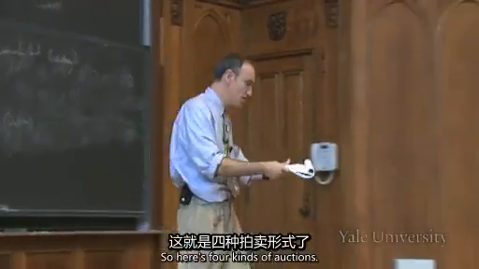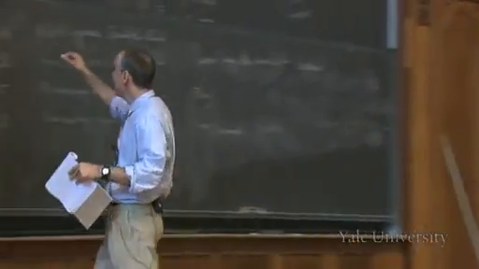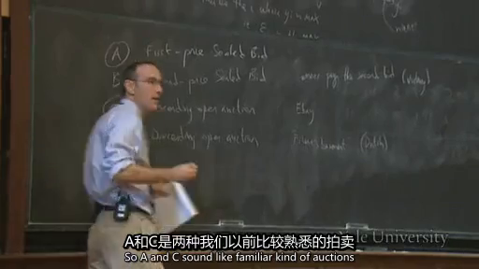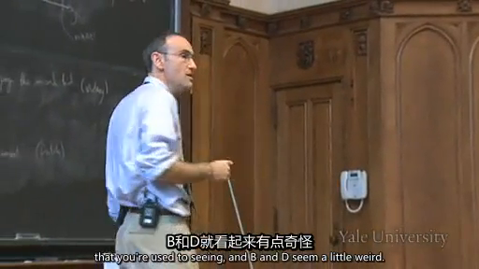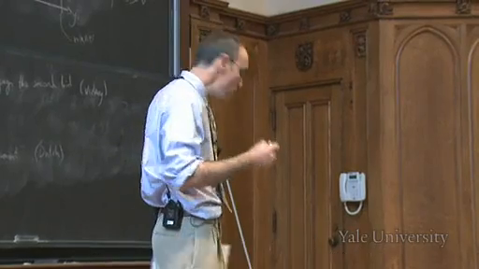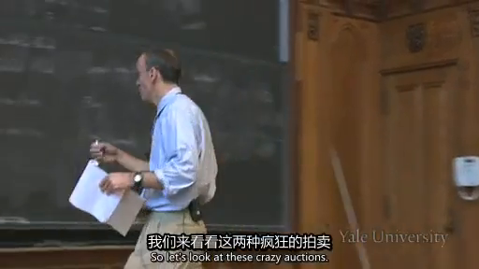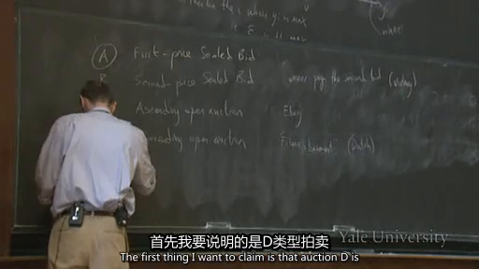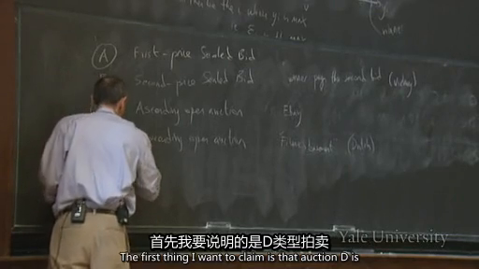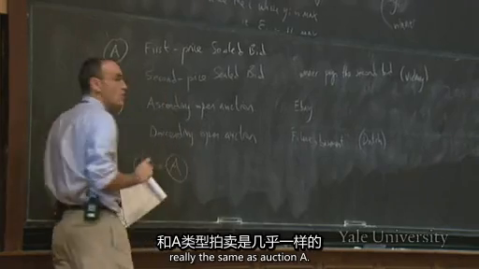So here are 4 kinds of auctions. 2 of them seem pretty familiar. A and C sound like familiar kinds of auctions that you're used to seeing, and B and D seem a little weird. So the first thing I want to convince you of is that B and D are not as weird as they seem. Let's look at these crazy auctions. The first thing I want to claim is that auction D is really the same as auction A.